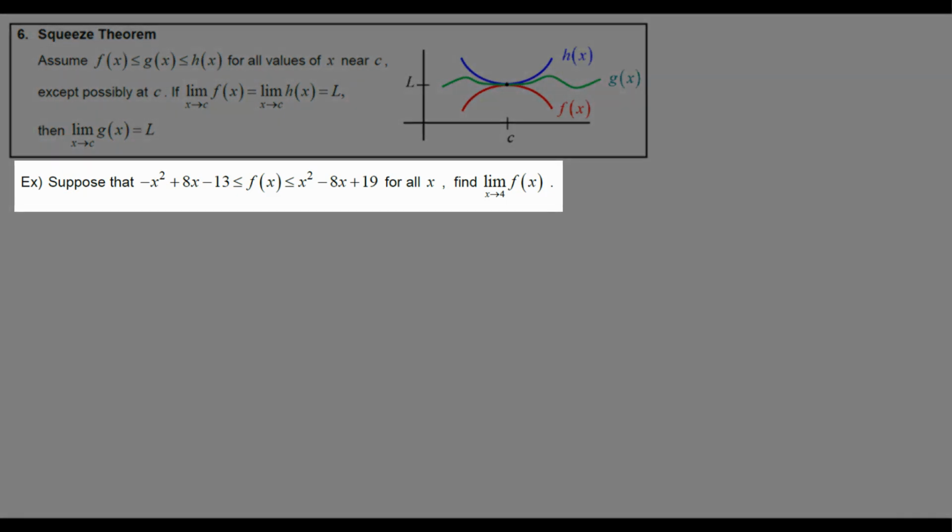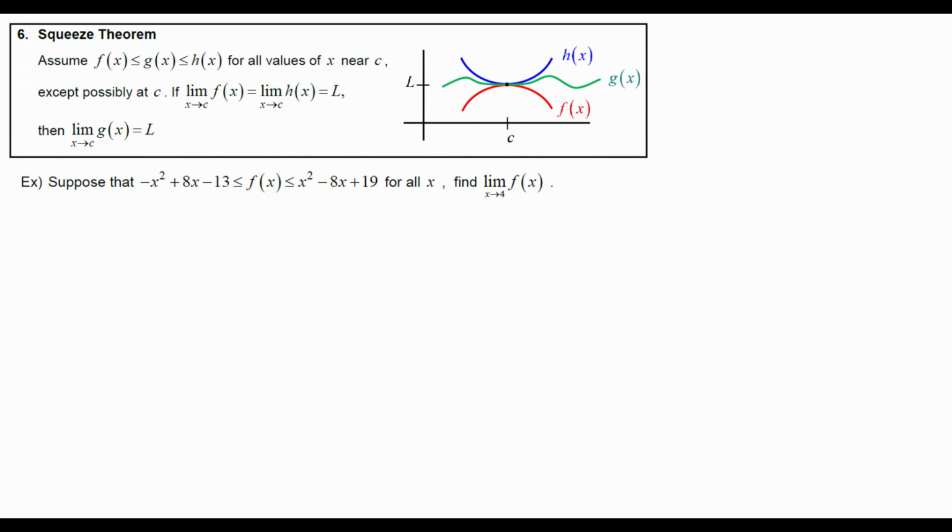So, example. Suppose that negative x squared plus 8x minus 13 is less than or equal to f of x, which is less than or equal to x squared minus 8x plus 19, for all x. Find the limit of f of x as x approaches 4. And you might wonder, where is f of x? They didn't have to tell you. All you have to do is really show this statement right here.